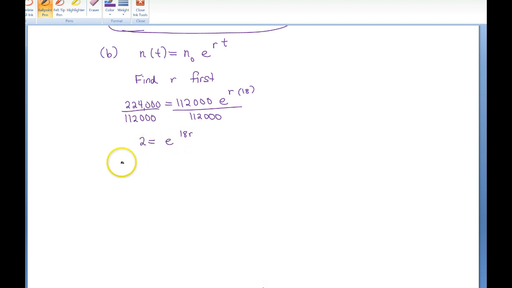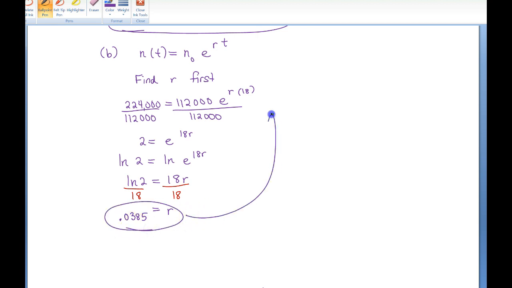So we want to solve for R, which is in the exponent. So I want to get that out of the exponent. So I'm going to do ln of both sides. And then I need to divide both sides by 18. And just to save some time, we get R as 0.0385. So now we take this information and plug it back in. So we have N of t equals 112,000 e to the 0.0385 t. So that's B.